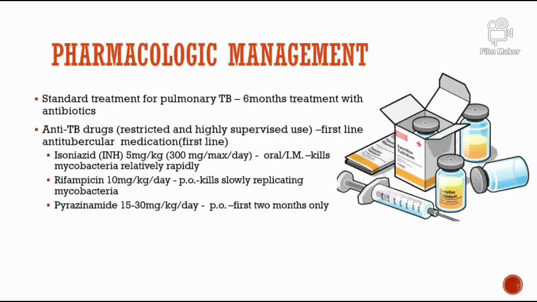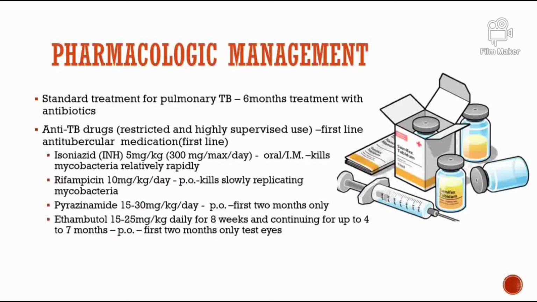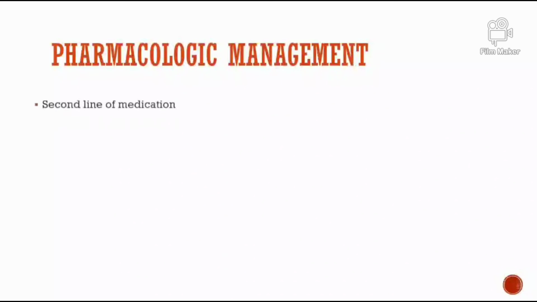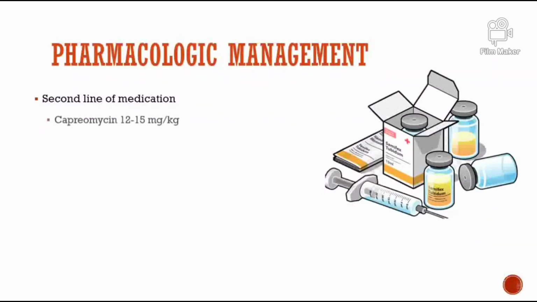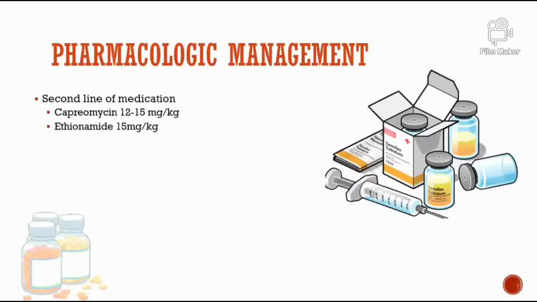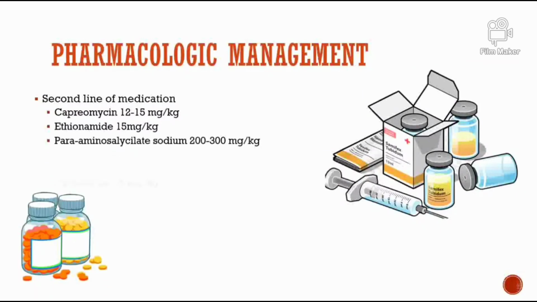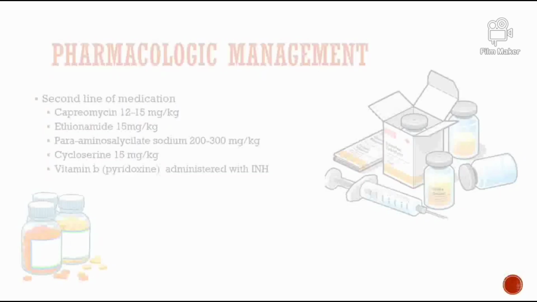Pyrazinamide, which is also taken orally, within the first 2 months only. And ethambutol, also taken orally and also for the first 2 months only, with tests of the eyes. And streptomycin is given intramuscularly. The second-line medications are capreomycin, ethionamide, para-aminosalicylate sodium, cycloserine, and vitamin B6, or pyridoxine, which is administered with isoniazid.